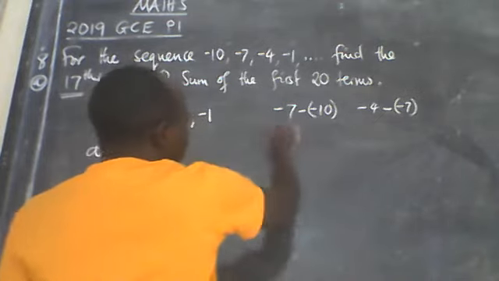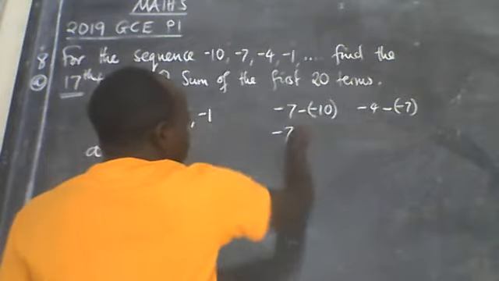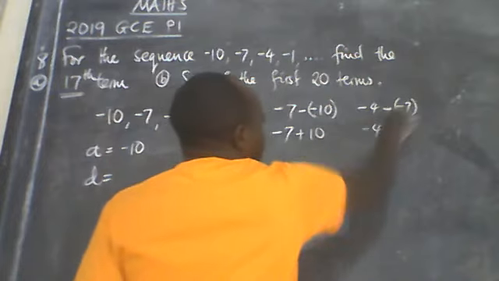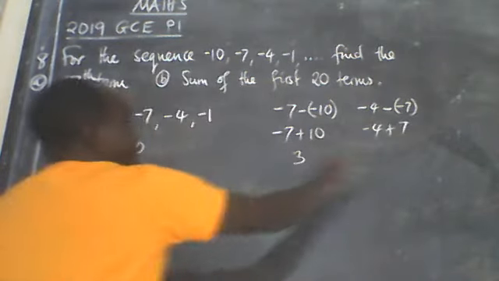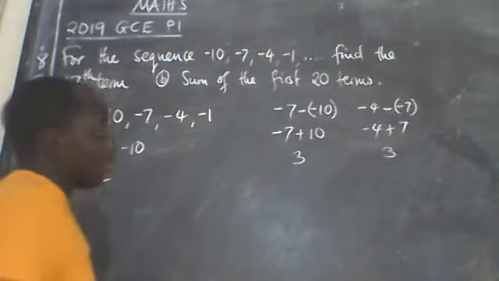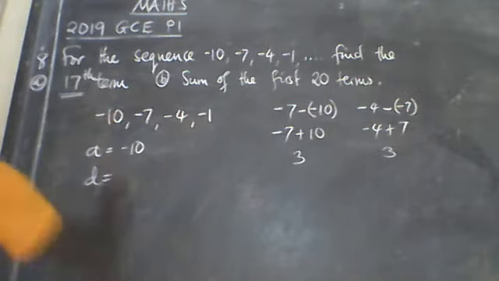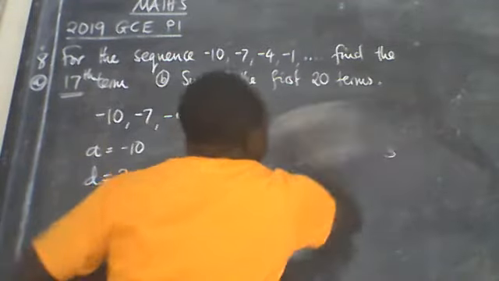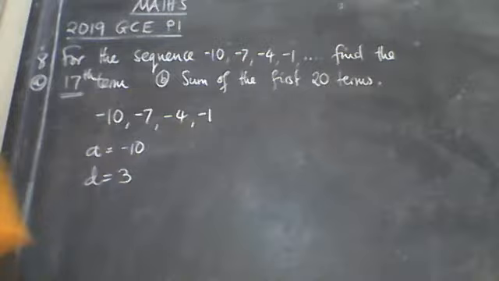So now, let's look at this. Negative 7, negative there becomes positive, and this will give us a 3. This will also give us a 3. Are you seeing that? Therefore, this is an AP. So our common difference is 3. We've tested, we've proved that it is 3.